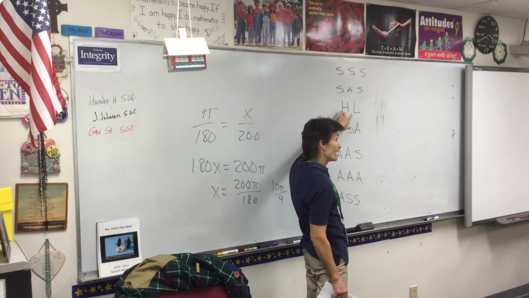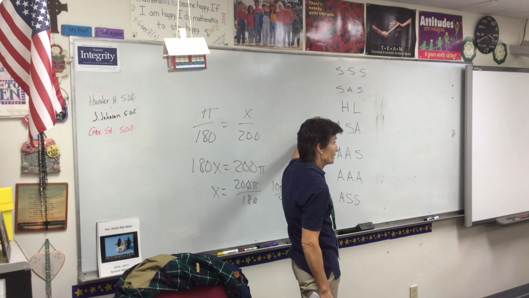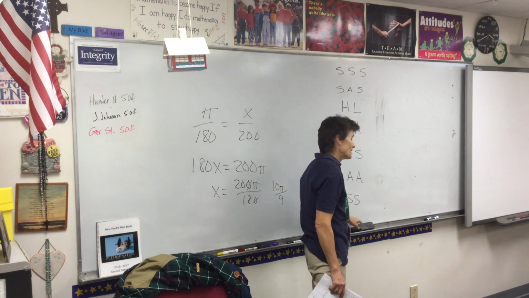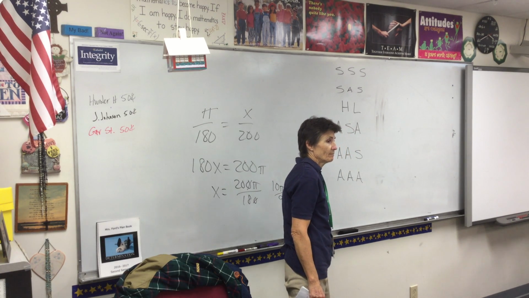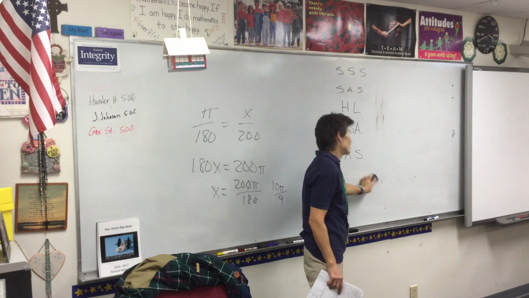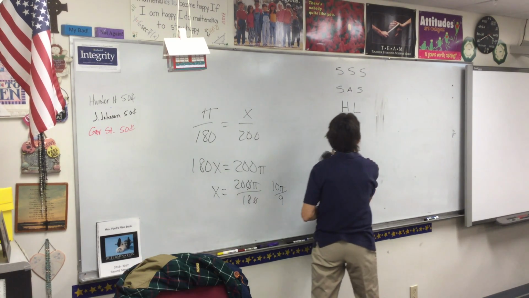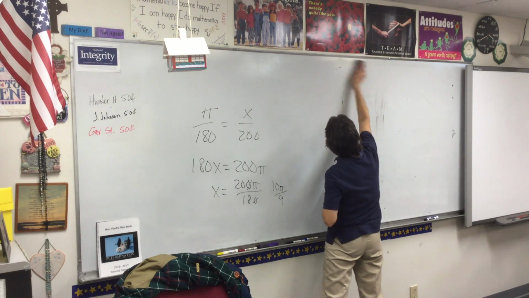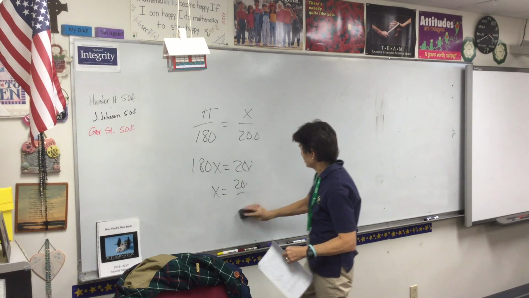Hypotenuse-leg is a congruence postulate. You are allowed to use that one. We know this one's not because it makes a bad word, right? You can't use that one. What's the other one? Can't use AAA, right? AAA is not a congruence postulate. These are right here. So the next time you're proving your triangles congruent, those are the ones that you are allowed to use.